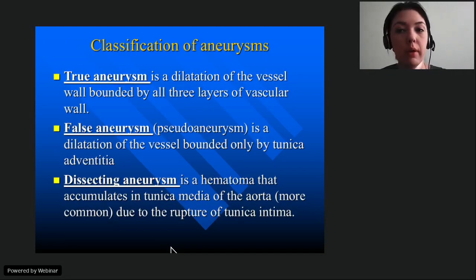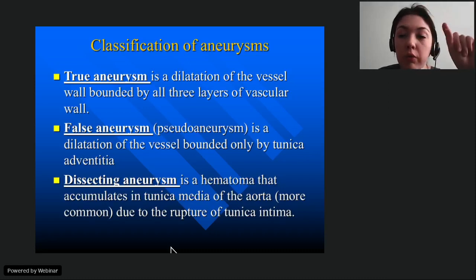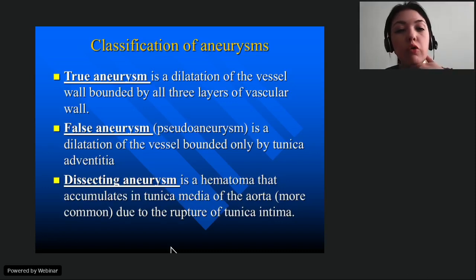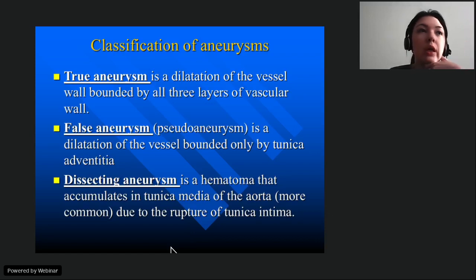Yes, so you remember in the vessel there is tunica intima, tunica media, and tunica externa. If in the wall of the aneurysm there are all three layers, then it is a true aneurysm. A false aneurysm, or pseudoaneurysm, is a dilation of the vessel bounded only by tunica externa, only by tunica adventitia. So it is in case of injury of tunica intima and tunica media; this is a false aneurysm.